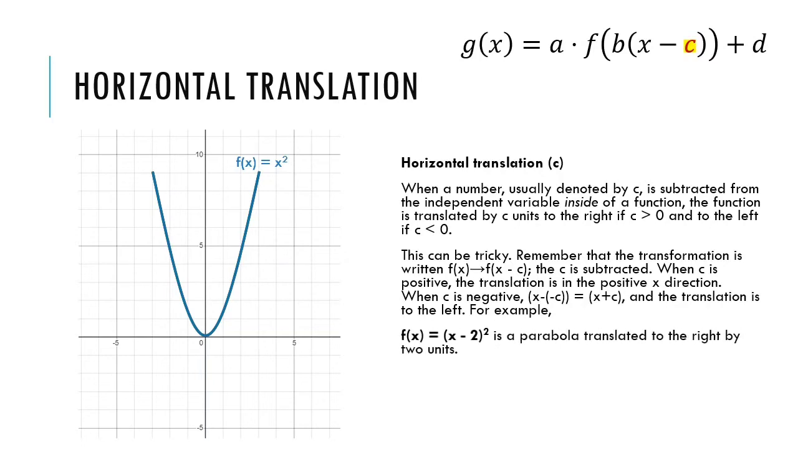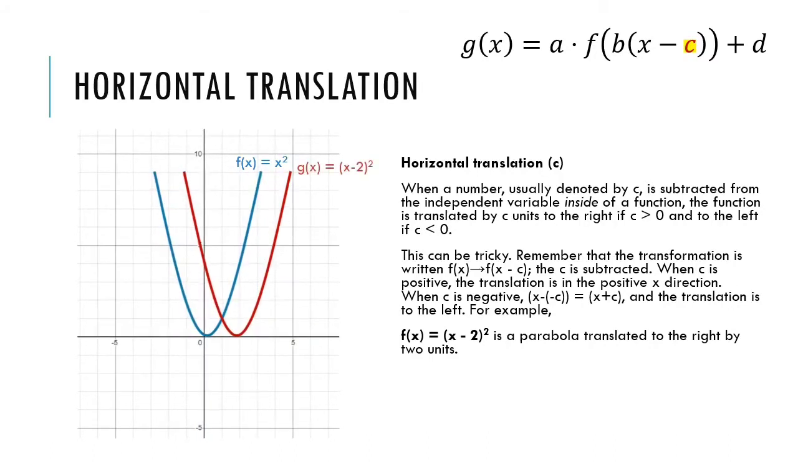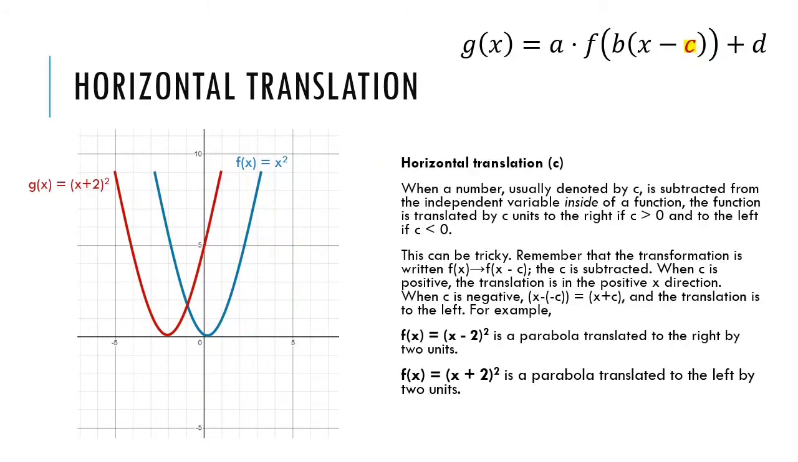For example, f of x equals x minus 2 squared is a parabola translated to the right 2 units, and f of x equals x plus 2 squared is a parabola translated to the left by 2 units. So if you see x plus something, it's to the left. If you see x minus something, it's to the right.